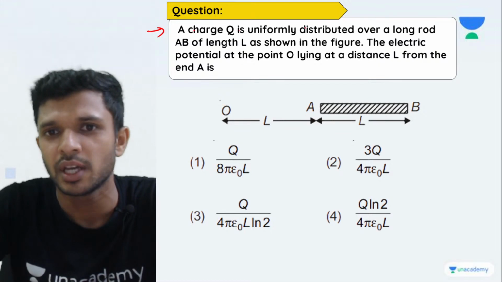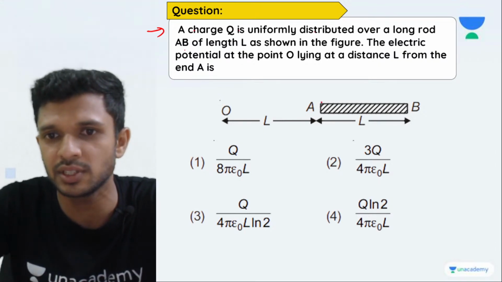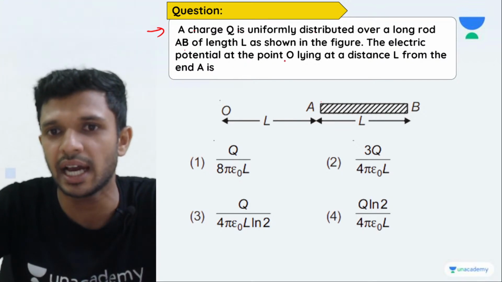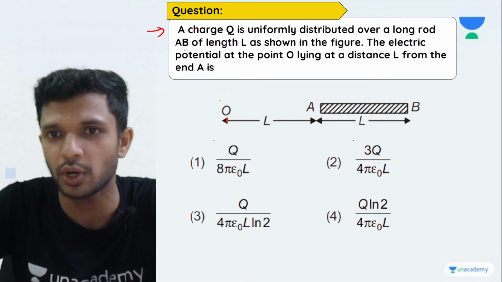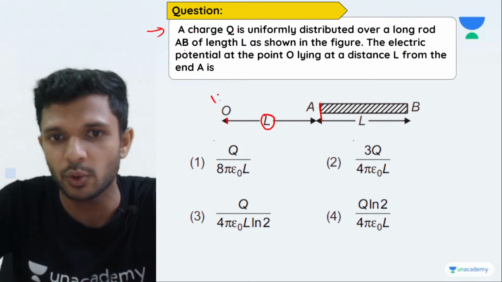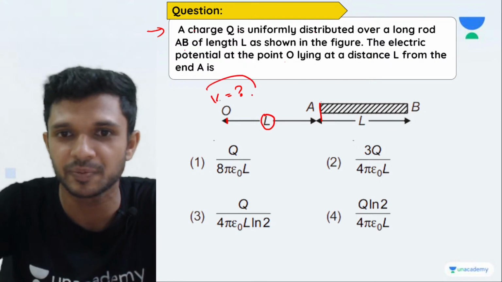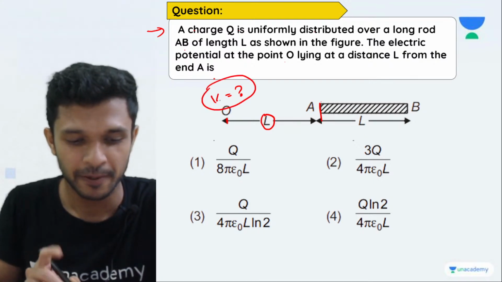A charge Q is uniformly distributed over a long rod AB. Can you see the rod AB? Of length L as shown. The electric potential at point O, can you see this point O? At a distance L from the end. From this end, you have a point O which is at a distance L. The question is, what is the potential at this particular point? Can you do it?